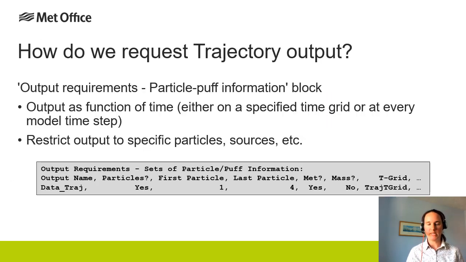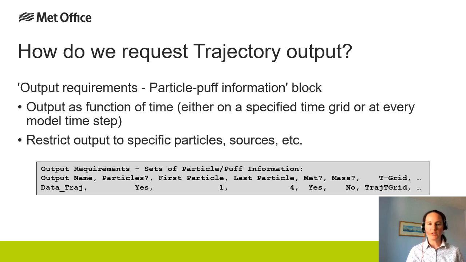So how do we request trajectory output from NAME? Well, in this case, we use an output requirements block, which is called particle puff information. So output requirements dash particle puff. And we output the data as a function of time. So similar to the time grid that we used before, we can choose a specific time grid, or we can choose every model time step. In this case, we wouldn't specify a horizontal grid or a vertical grid because we're actually asking for the position of the particle at a specific time. So we will just be given that location in both horizontal and vertical space.